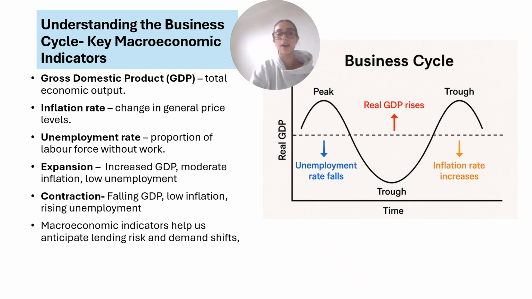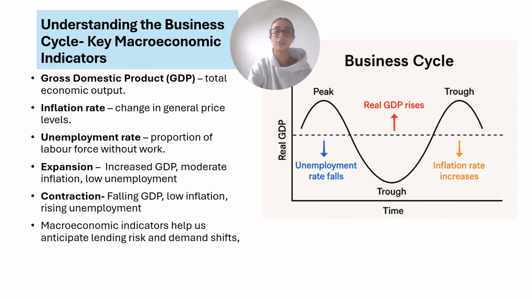When GDP is rising, we're generally in a period of expansion. When it falls for 2 consecutive quarters, we're in recession. For example, post-COVID recovery saw a sharp GDP rebound, signaling rapid economic expansion.